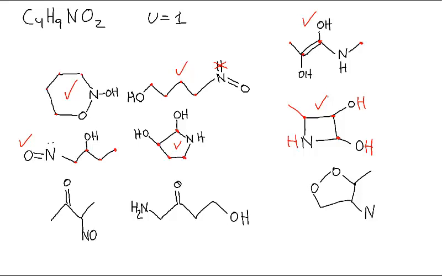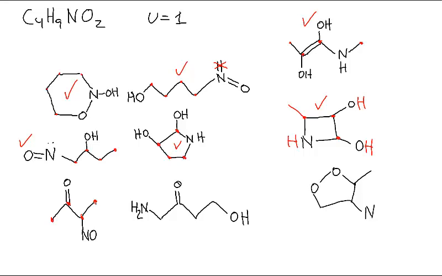This one down here, I've got 1, 2, 3, 4 carbons. So that checks out. I've got a nitrogen and 2 oxygens. Is it clear how the nitrogen and the oxygen are bonded? Not really.